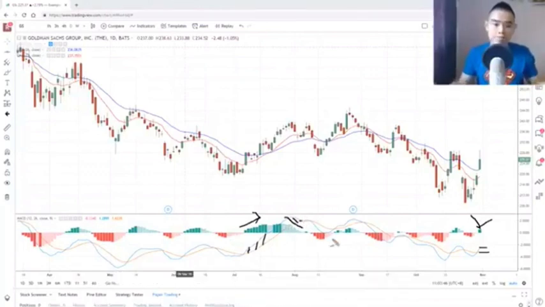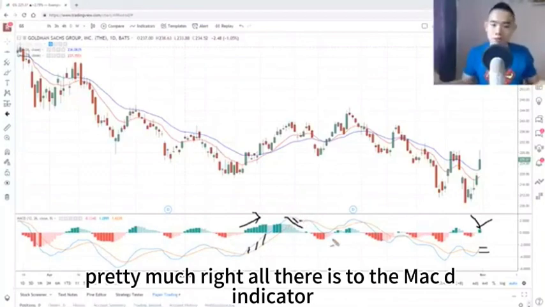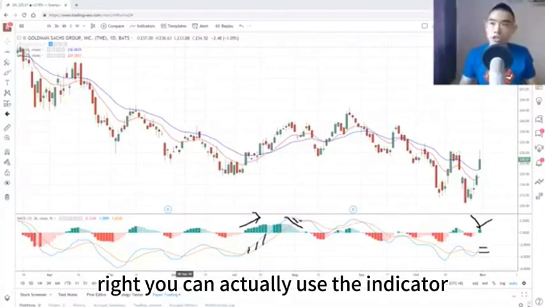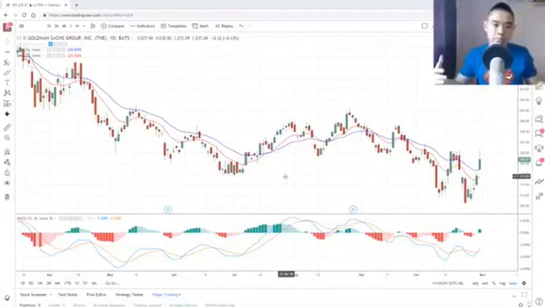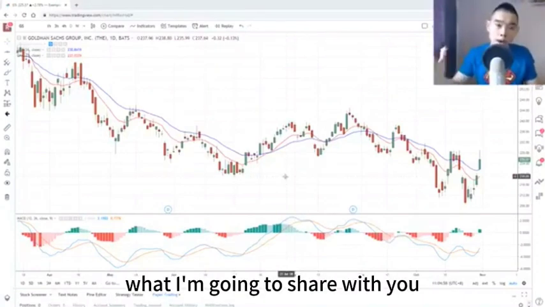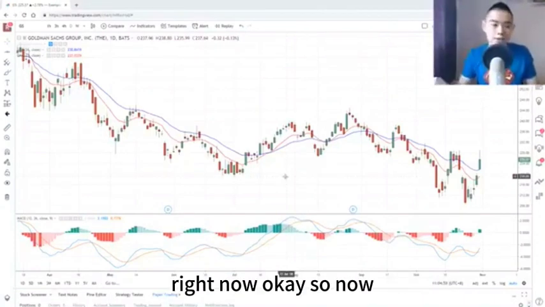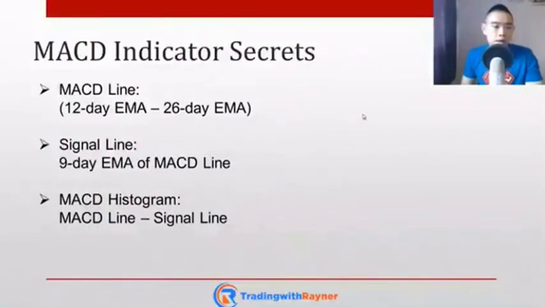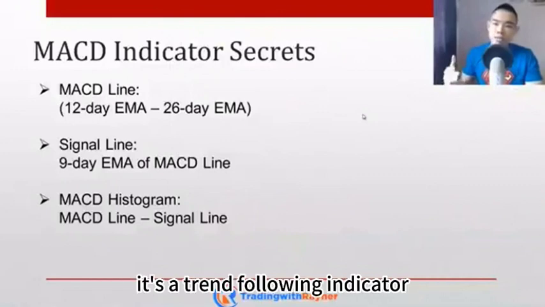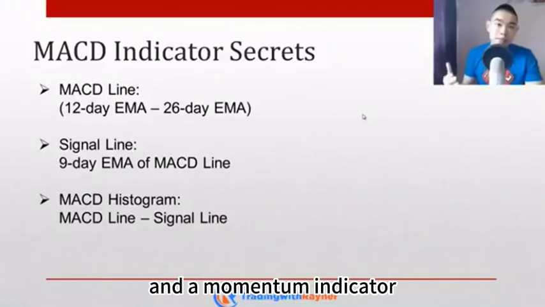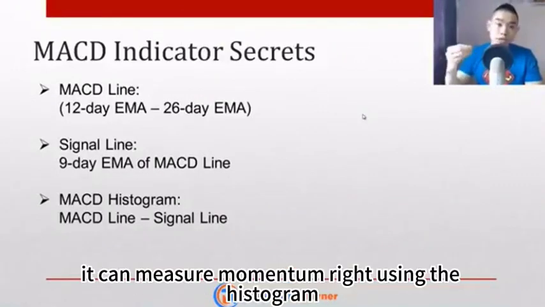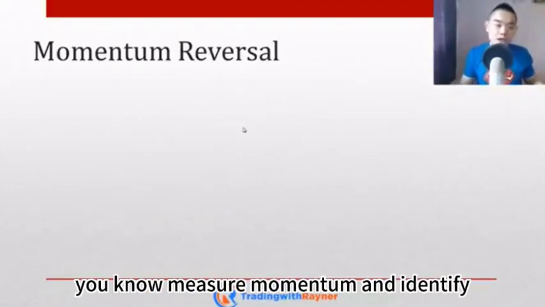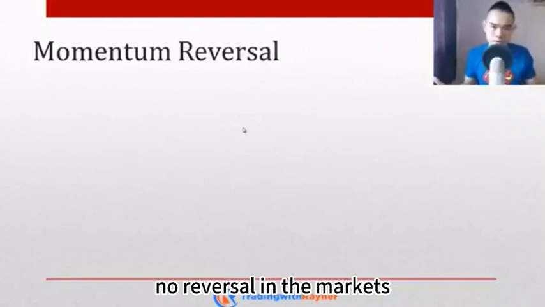So that's pretty much all there is to the MACD indicator. Now you've learned how the numbers are derived, you can use the indicator for different purposes, as I'm going to share with you right now. So the basics are covered, let's move on. Generally, the MACD histogram is a trend following indicator and a momentum indicator. It can measure momentum using the histogram. First, let's talk about how you measure momentum and identify reversals in the markets.